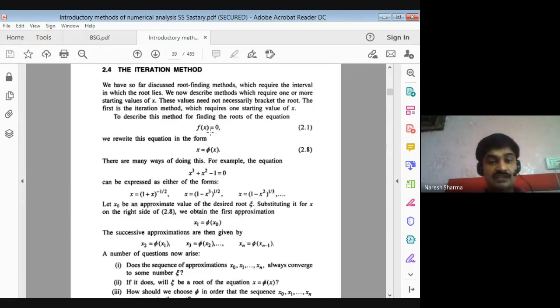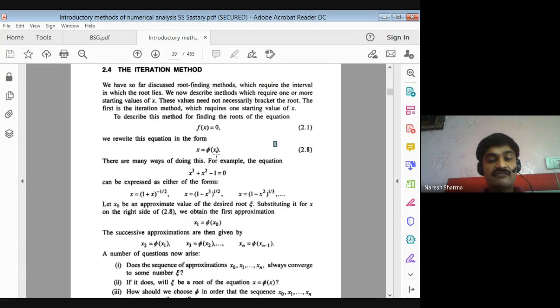So if your equation is f(x) = 0, we can write this equation as x = phi(x), some function of x. Another thing, we have one condition here also. The condition is that the derivative of this right side, mod phi dash x, should be less than or equal to 1. That form is acceptable for this iteration method.